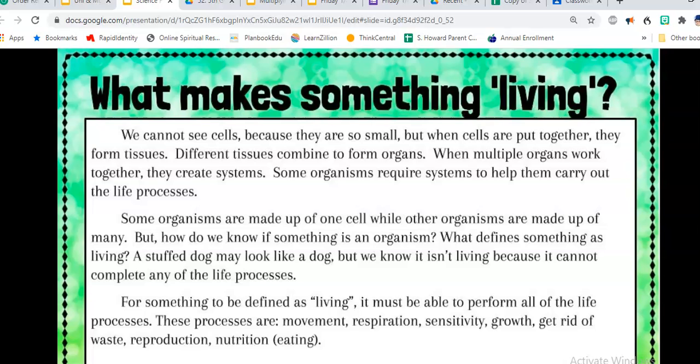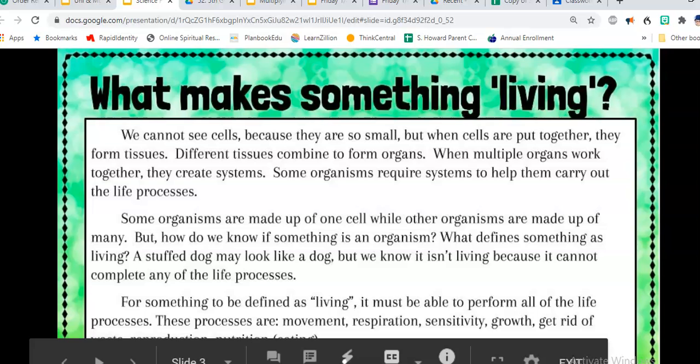For something, as you can hear my dog scratching at the door, that is definitely something that is living. He is not a stuffed dog, but he may find himself being stuffed if he doesn't stop doing that.